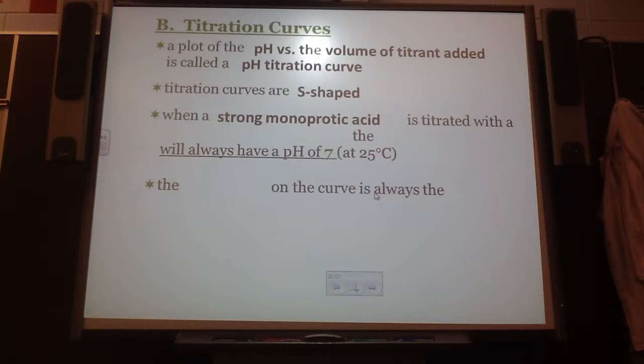When a strong monoprotic acid, so remember monoprotic means it has the opportunity to donate one proton. Right? Mono meaning one and protic meaning proton. So if a strong monoprotic acid like HCl, say, is titrated with a strong monoprotic base, meaning that the base has only the opportunity to accept one proton.